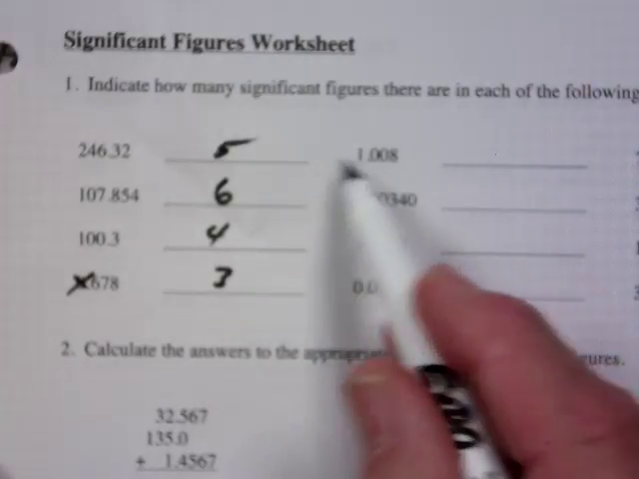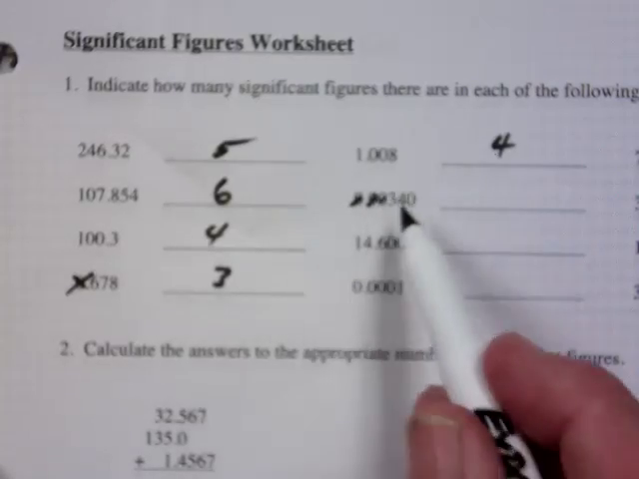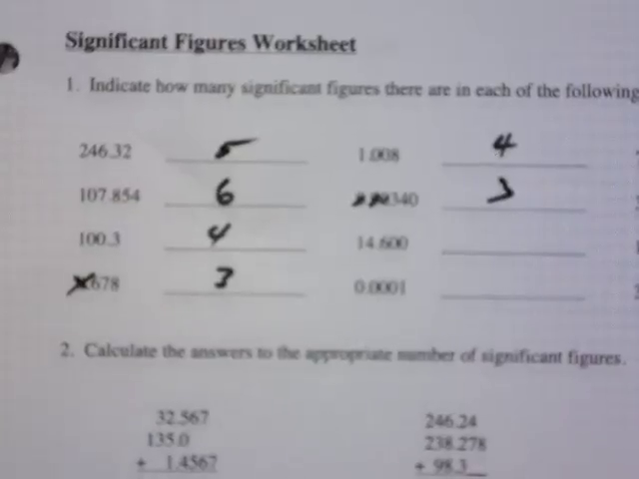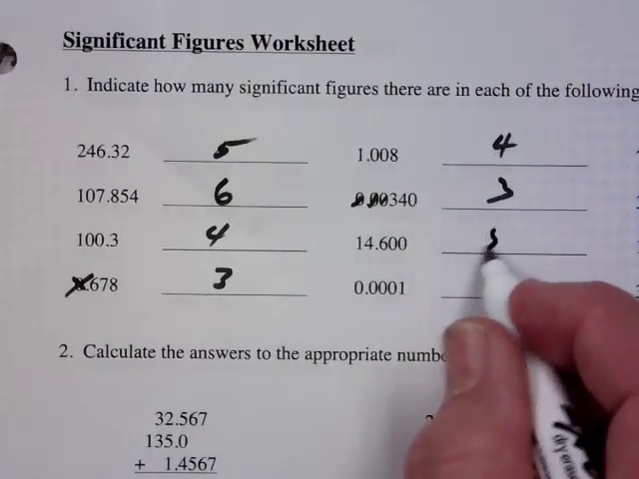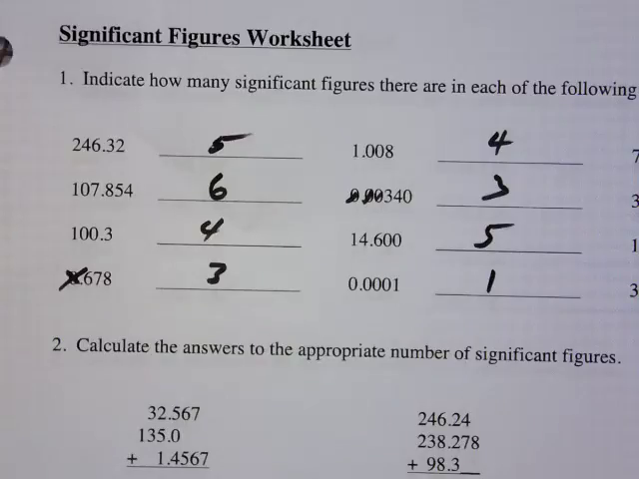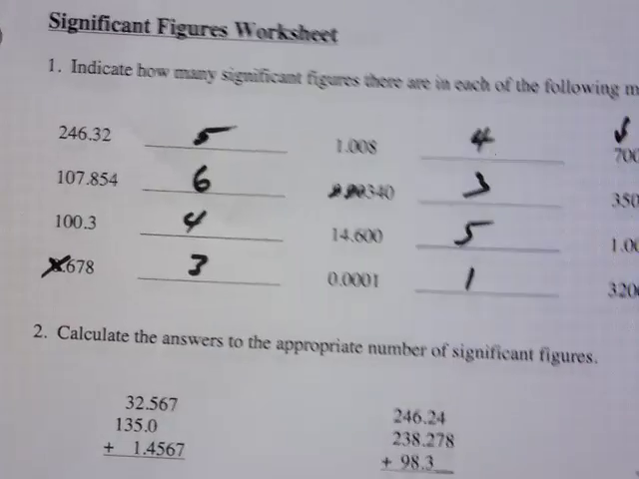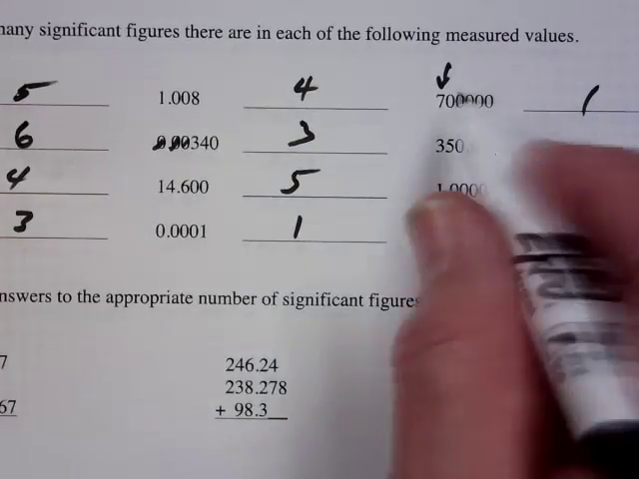Here's one with a decimal. Left to right would be 4. Left to right, these are not counted, but the last 3 are counted as significant figures. Okay, that's a decimal, so left to right looks like 5 sig figs in that one. This one, left to right, looks like 1 significant figure. Everybody good on that? Here, no decimal. Right to left, that's 1 significant figure. There we go, 1 significant figure there.